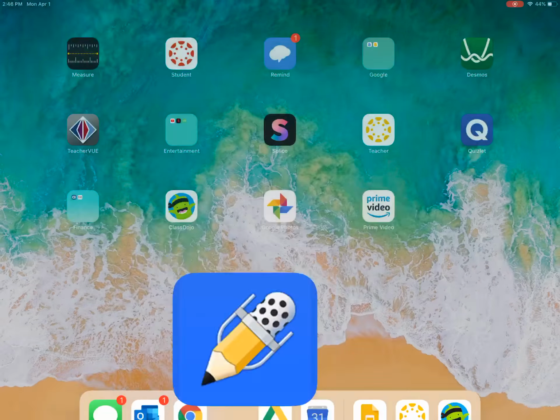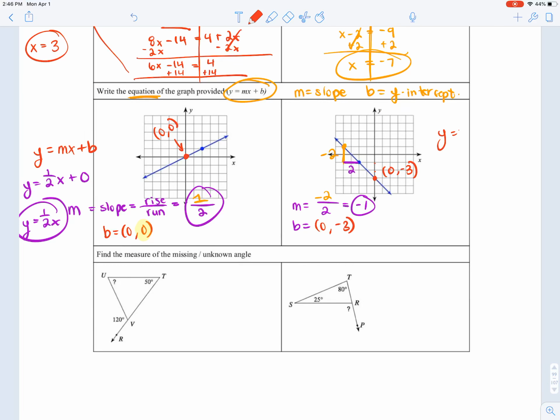And now you can write an equation. Y equals mx plus b. And you're just going to substitute these values in for m and b. So now I have something like this. Y equals negative 1 times x plus negative 3. Now, I'll accept an answer like this, but we can actually make it a little bit easier.